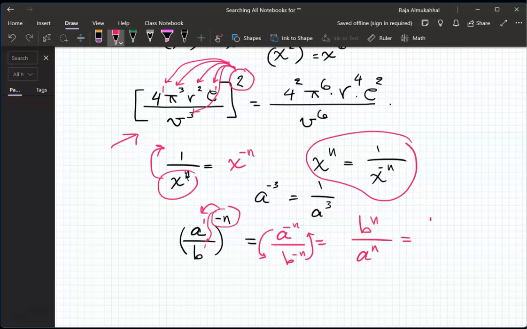I can also take it as one single power, like a divided by b, all to the power n, if I want to do that. Okay. So one more.